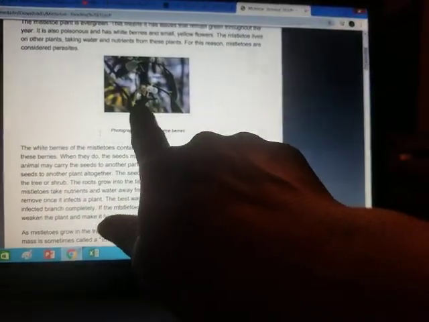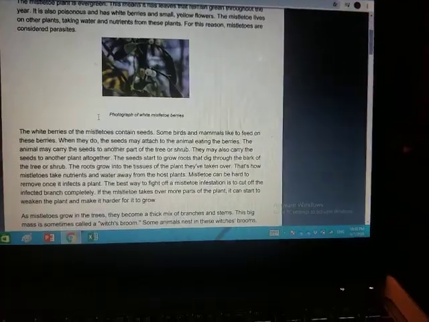And this is what a mistletoe looks like. You might see it during the Christmas season. People hang them up and you give people kisses underneath them.